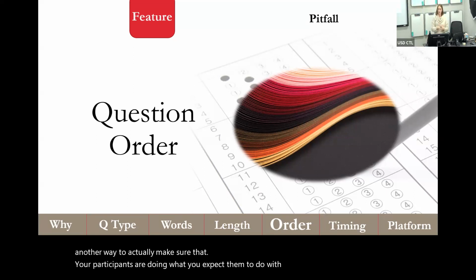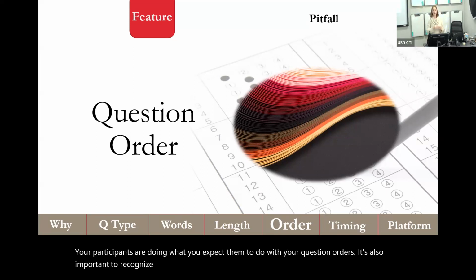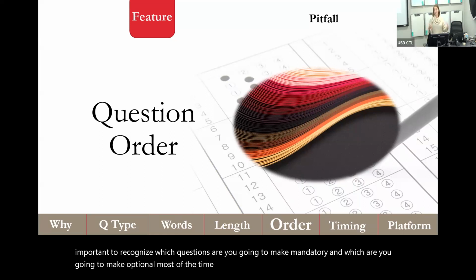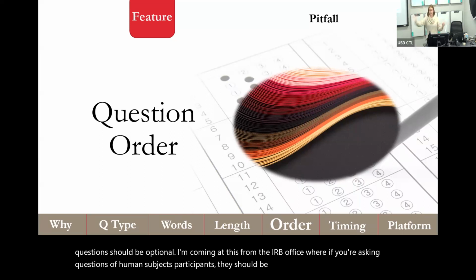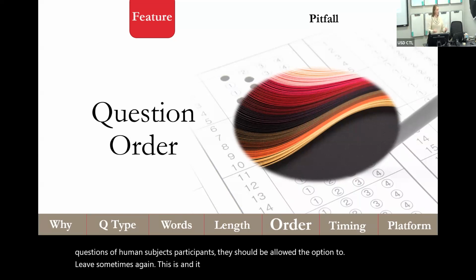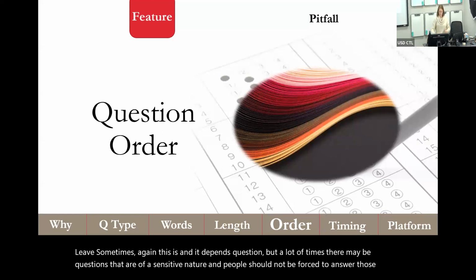With your question orders, it's also important to recognize which questions you are going to make mandatory and which you are going to make optional. Most of the time, 90% of the time, 98% of the time, your survey questions should be optional. I'm coming at this from the IRB office, where if you're asking questions of human subjects participants, they should be allowed the option to leave. Sometimes, again, this is an it depends question, but a lot of times there may be questions that are of a sensitive nature, and people should not be forced to answer those questions if they don't want.